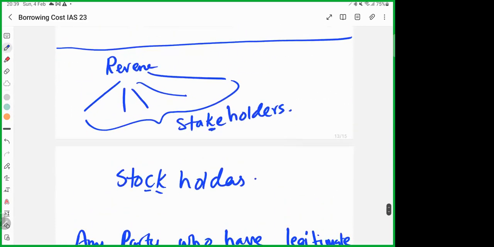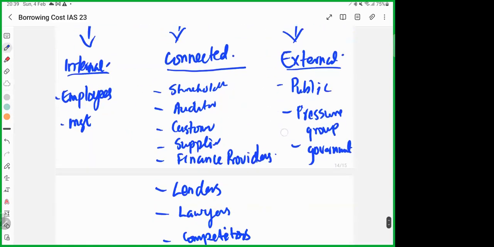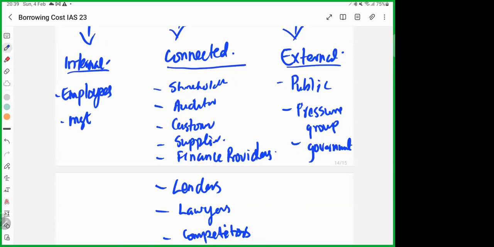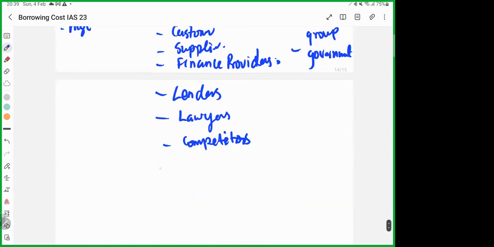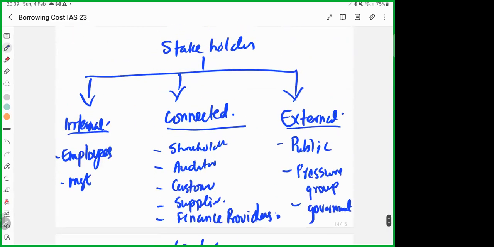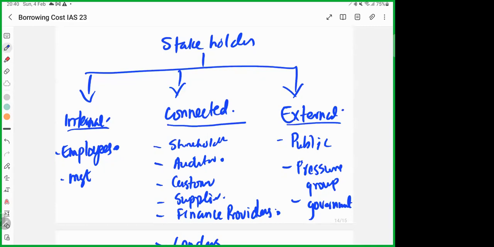So what I'm trying to say is, when you make 1 million in revenue, this has to be shared among all of them. Don't you need to pay your suppliers? Yes. Don't you need to pay finance providers? Of course. I can also include the tax authority here. Don't you need to pay the income tax people? Yeah. And don't you need to pay the employees' salaries? Definitely. And don't you need to pay the audit fees? And maintaining customers is a costly exercise. Do we have a cost or not?